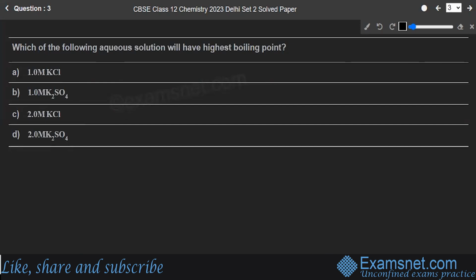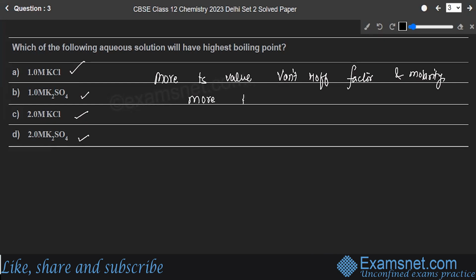Next is question number 3. Which of the following aqueous solutions will have the highest boiling point? 1.1 m KCl, 1 m potassium sulfate, 2 m potassium chloride, or 2 m potassium sulfate. The more the value of the Van't Hoff factor and molality, the more is the boiling point.